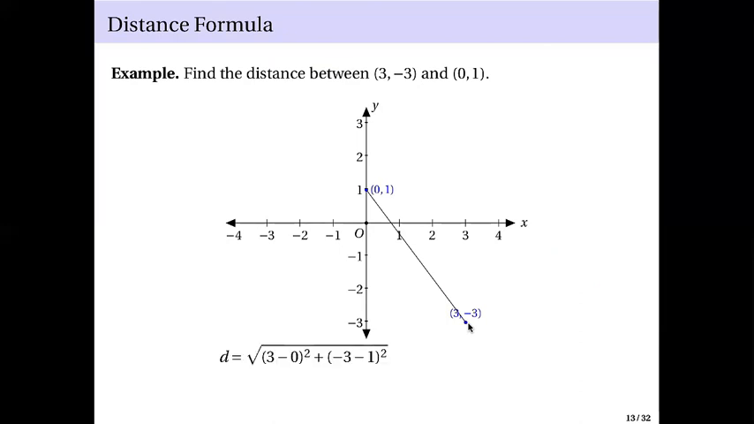So we have the calculation here. 3 minus 0 squared plus negative 3 minus 1 squared. And if we calculate, 3 minus 0, that's 3 squared, that's 9. Negative 3 minus 1, that's minus 4. If you square it, you have 16. And you will get square root of 25, which is equal to 5.